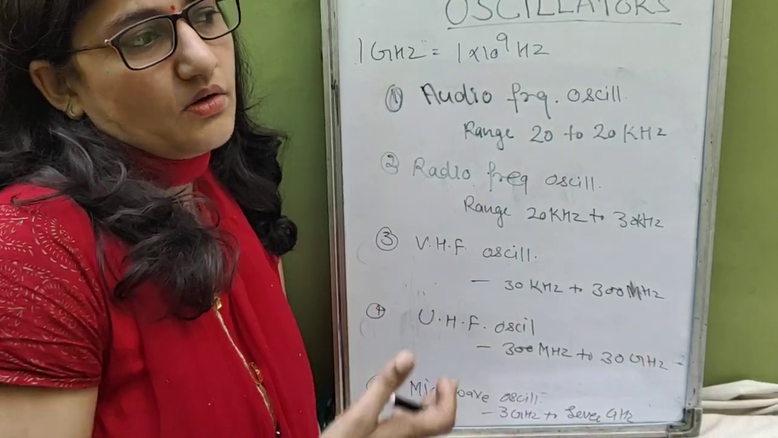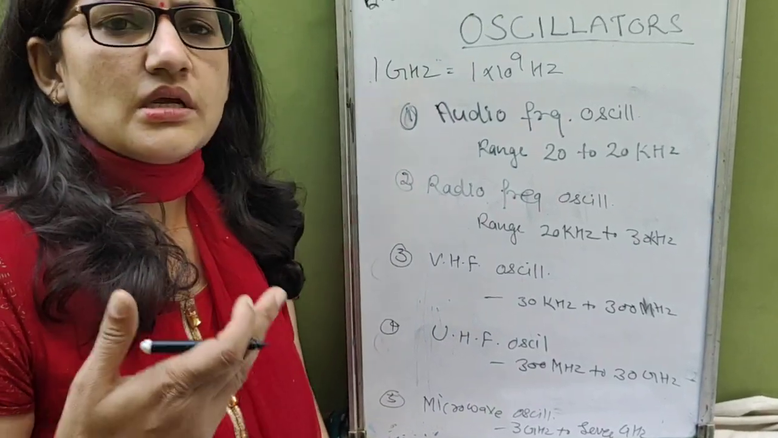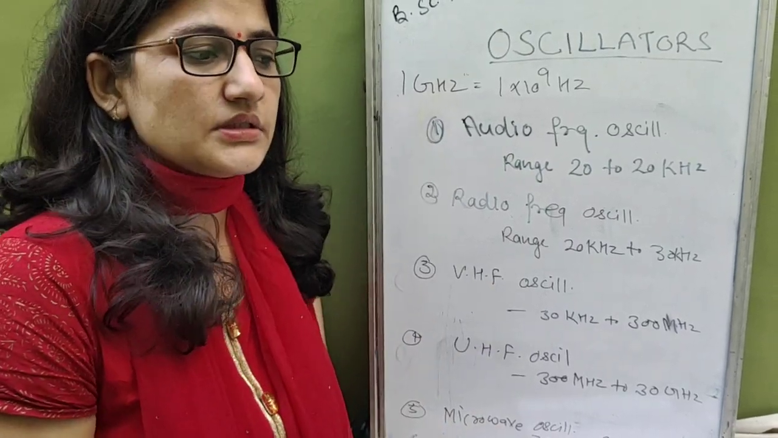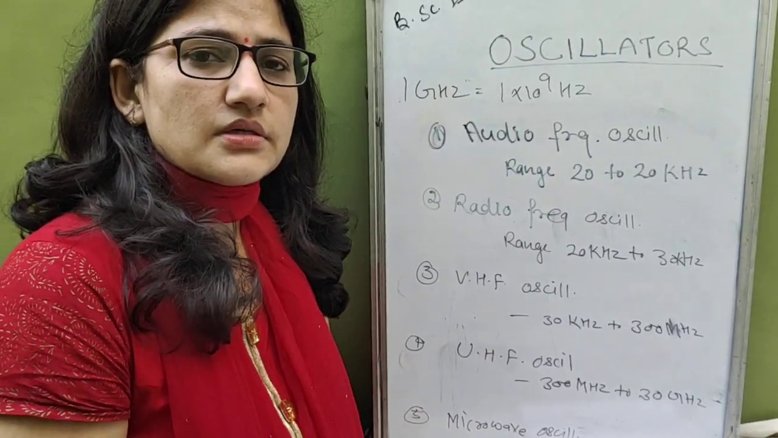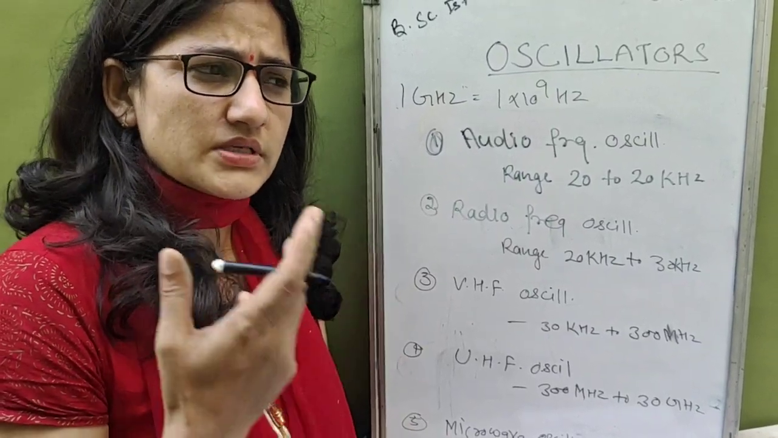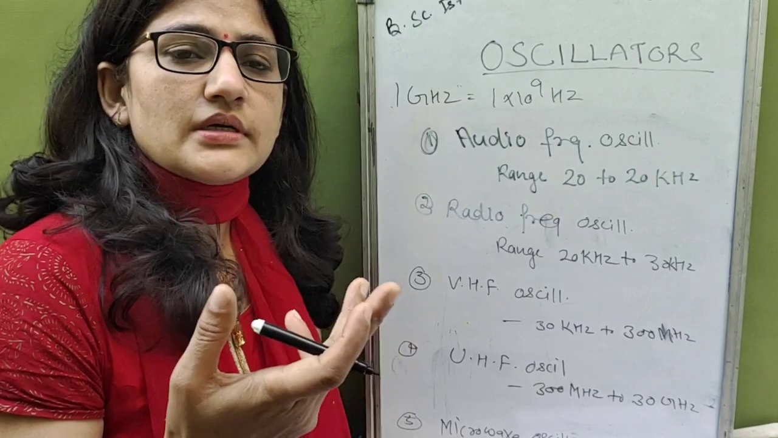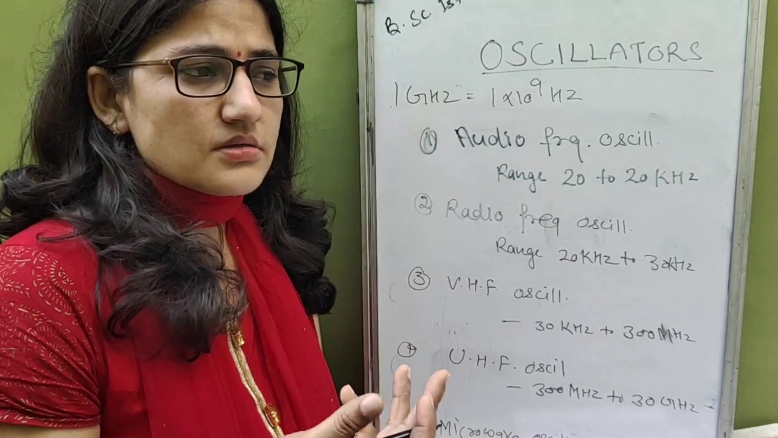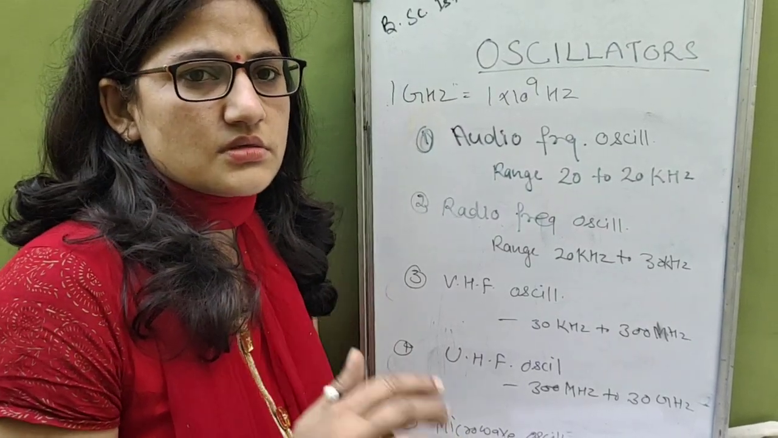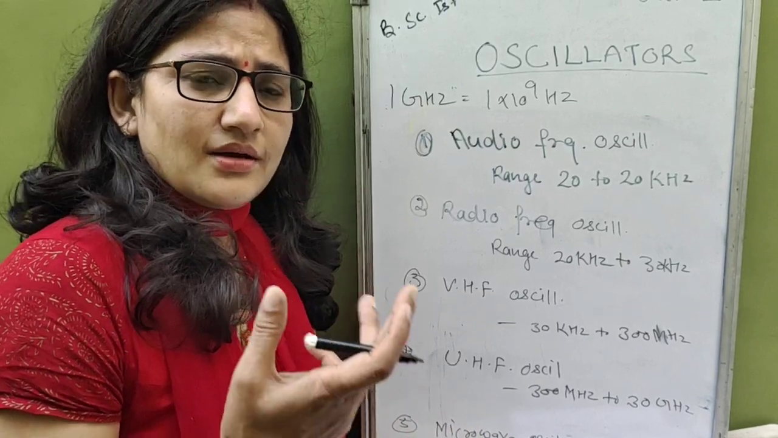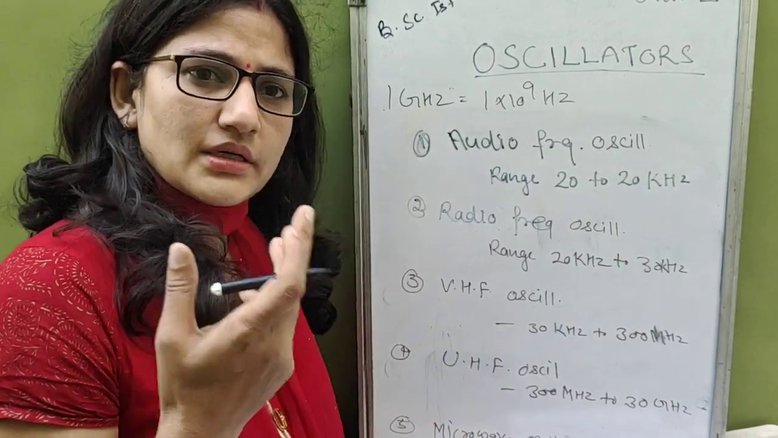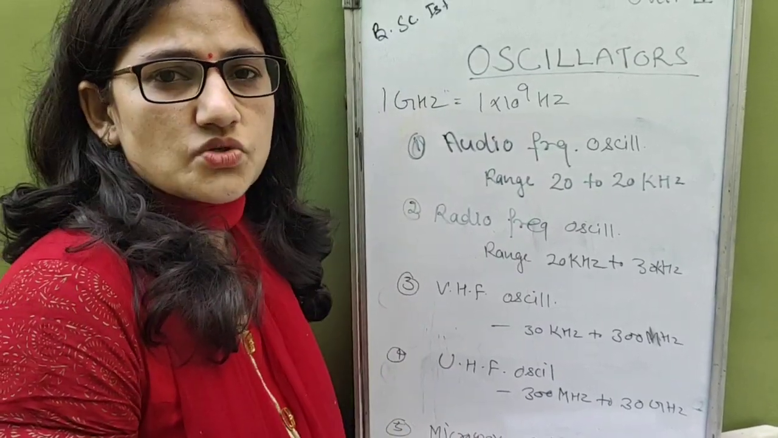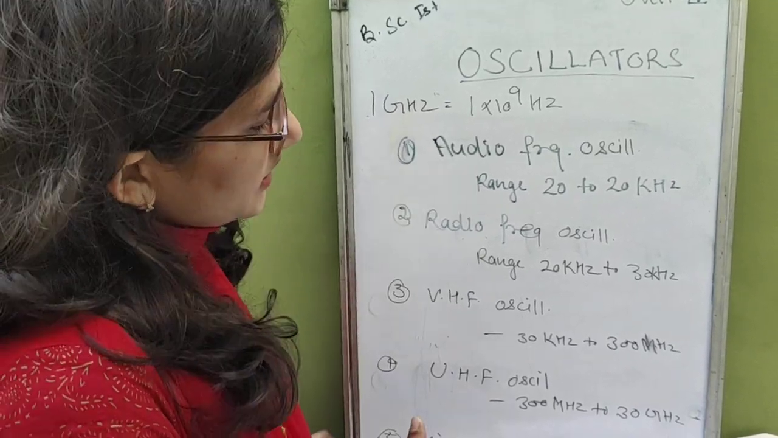These are the oscillators of our interest, because mostly we study in the audio and video ranges. The main function of the oscillator is based on the oscillatory circuit, or we can say the tank circuit. What is the tank circuit, or what is the oscillator circuit? Both are the same. It consists of a capacitor and an inductor, and you all know that both are energy storing devices.